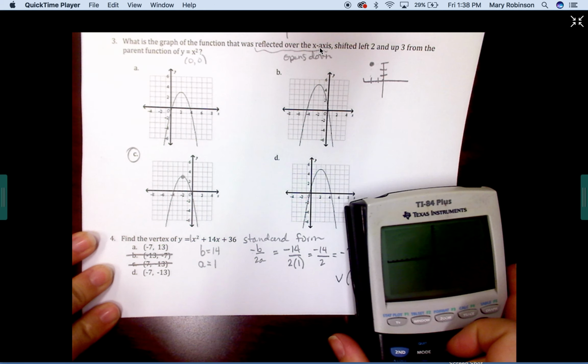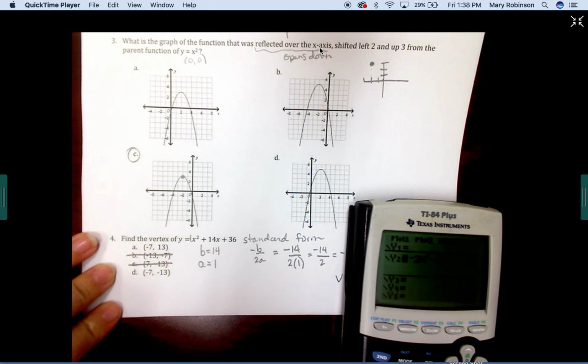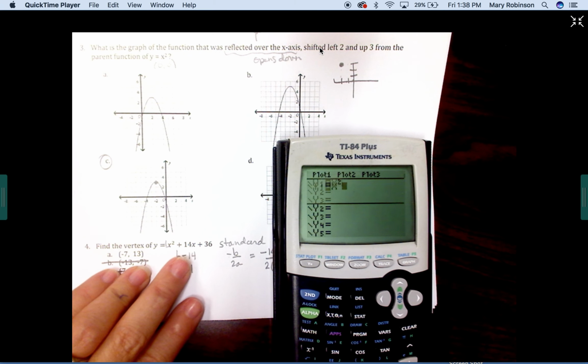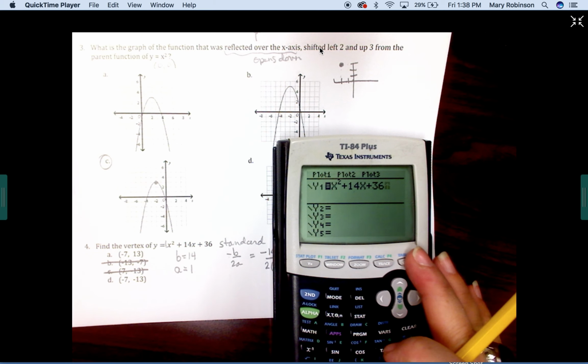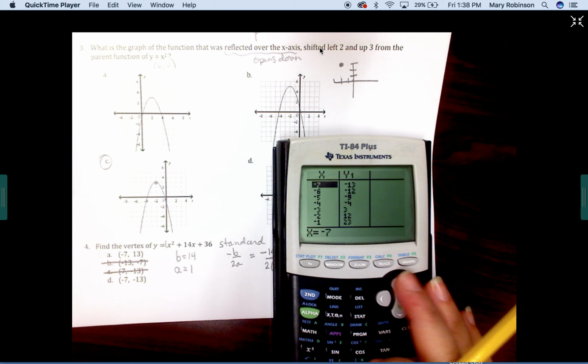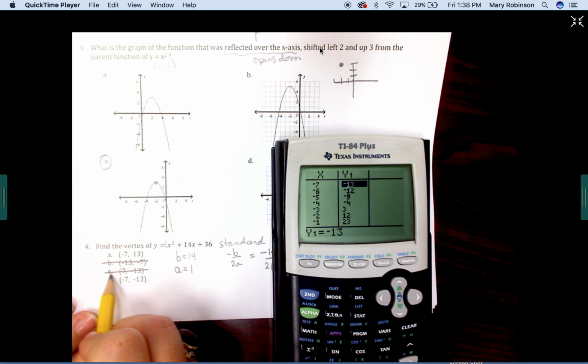And recall after that, you can go to y equals, type in your function x squared plus 14x plus 36. Look at your table for the x value of -7, and then look beside it to see your y. So it's going to be -7, -13.